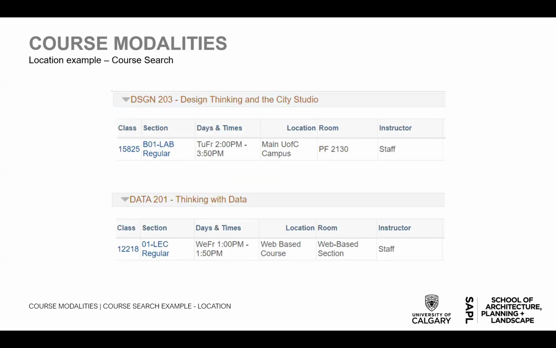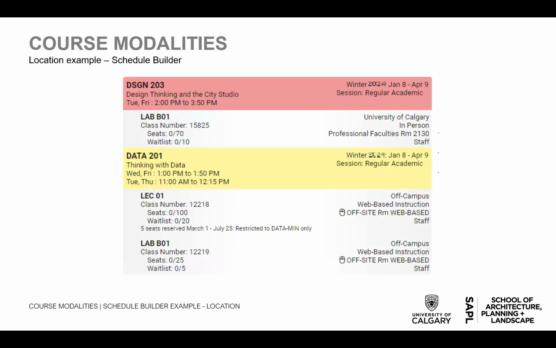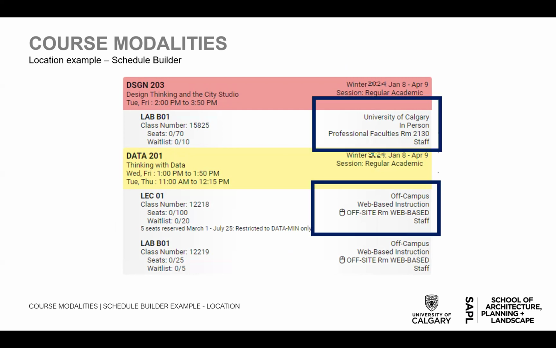Here's an example on how to check the location via course search. If you look under the location and room columns, you'll be able to see if it's on a U of C campus, and in this case, it's noted as the main U of C campus, and the associated room, or if it's a web-based course. You can also find the same information under the course details in Schedule Builder. Schedule Builder also has a mouse icon to show that the course is held in a virtual or online format.